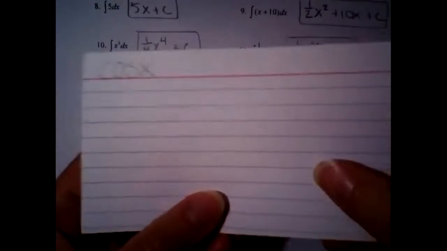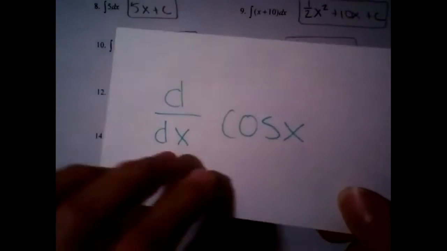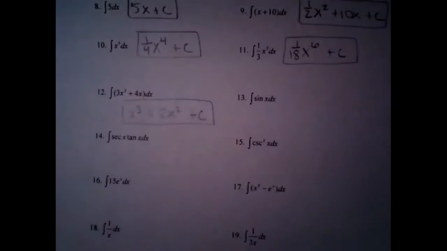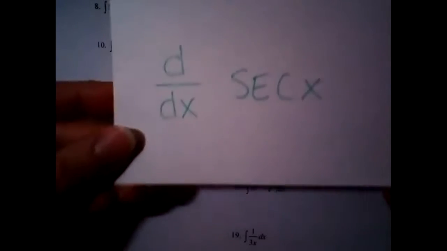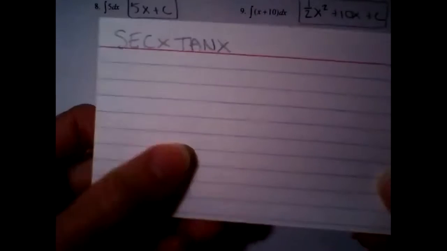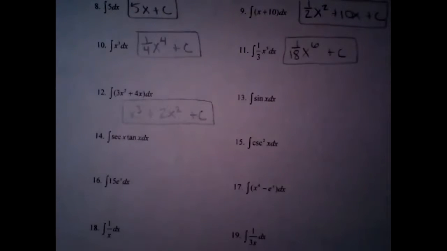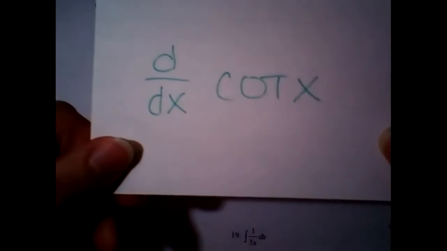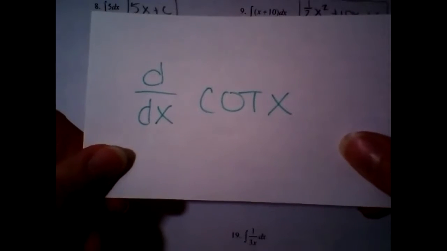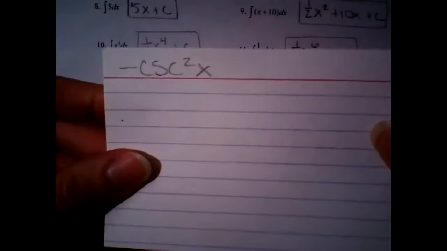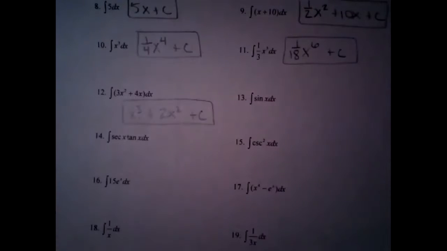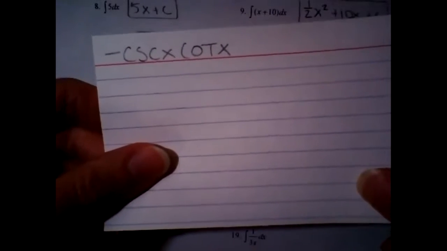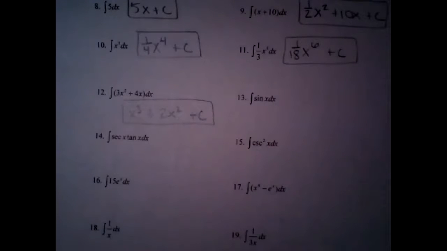All right, remember these? Derivative of sine is cosine. Derivative of cosine is negative sine. Remember we practiced these? Derivative of secant is secant tangent. Derivative of tangent is secant squared. Derivative of cotangent, these are the negative ones. All the cos are negatives. This is negative cosecant squared. And then derivative of cosecant is negative cosecant cotangent. So we're going to do those backwards, okay?